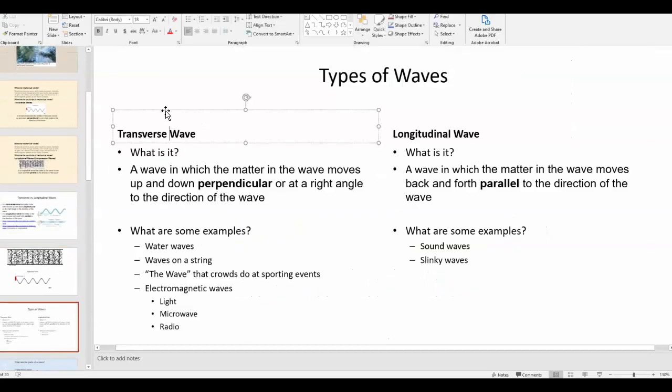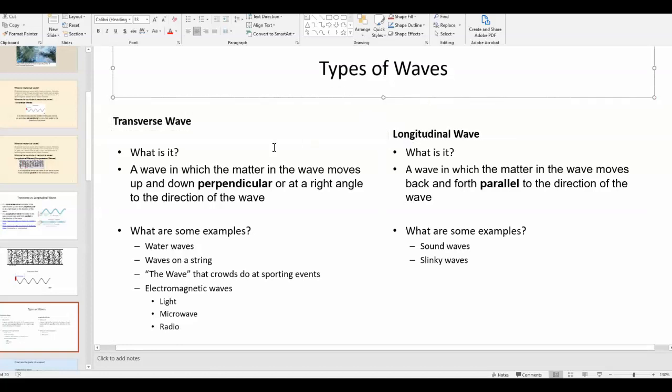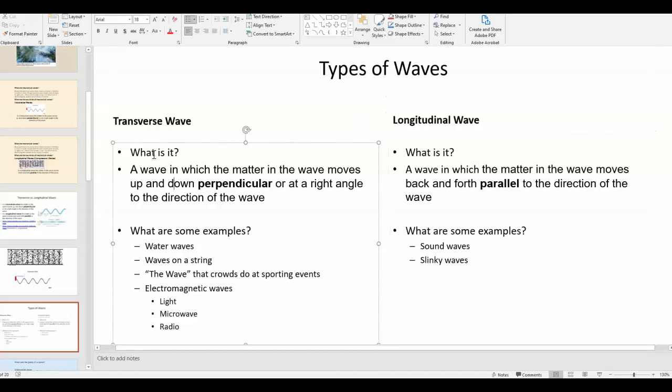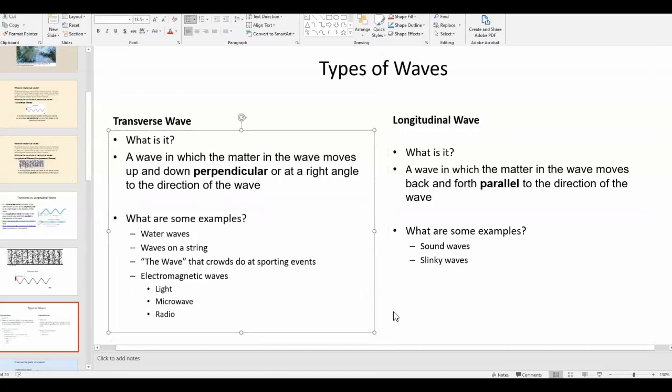So what are some examples of longitudinal waves and transverse waves? Well, I already told you most waves that you think of are transverse waves. So what does that mean? Water waves. A water wave is a transverse wave. Like when you go to the ocean and get hit by a wave from the ocean, that is a water wave. That is a transverse wave because the water goes up and down even though the wave is going sideways.